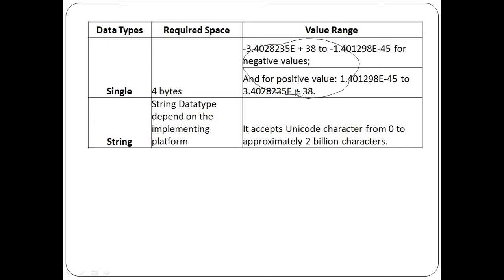And also we have a string data type, which can store alphabets. It can store alphabets or Unicode characters, from 0 up to 2 billion characters. In simple terms, string is used to store alphabets or special symbols. Let us now discuss some more basic elements of VB.NET.